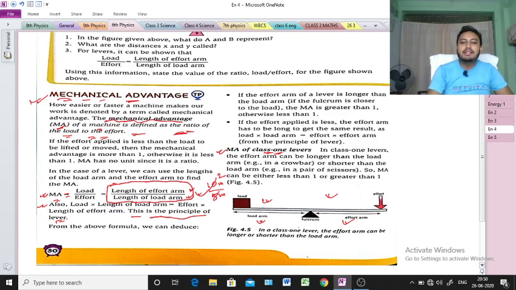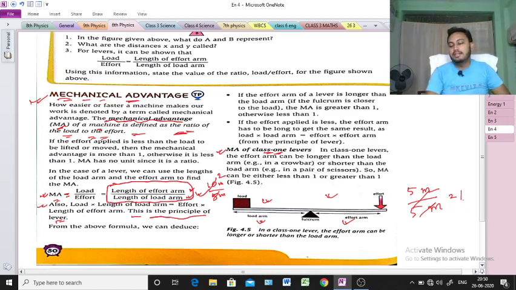Alright, why? Because let's say the length of the load arm is 5 meter and length of the effort arm is also 5 meter. So 5 it will cancel, then the answer is 1. Clear? Again, that is unitless quantity. That is very very important. Exam e ashe kemon, what is the unit of mechanical advantage? Clear? তোমরা confused হয়ে যাবে. So the answer will be there is no unit because that is the ratio of the same quantity.